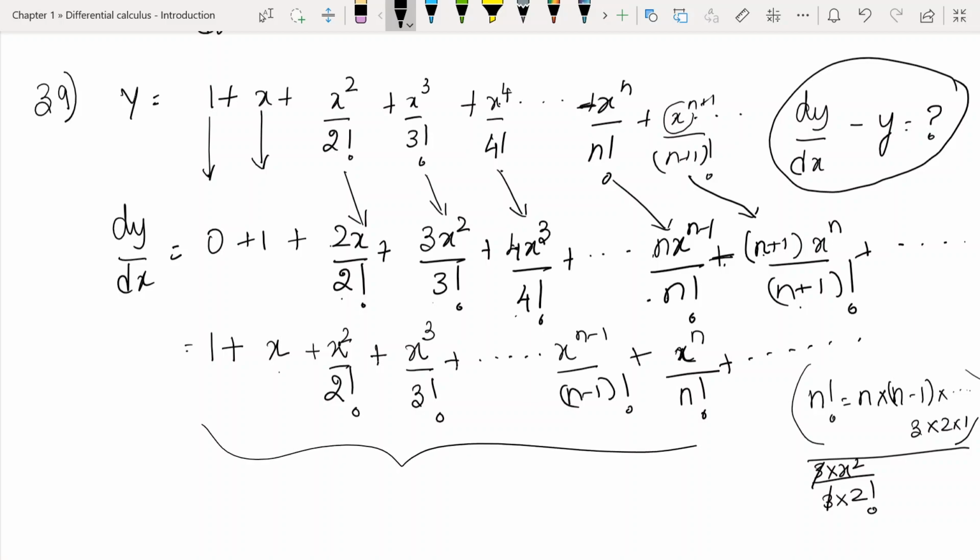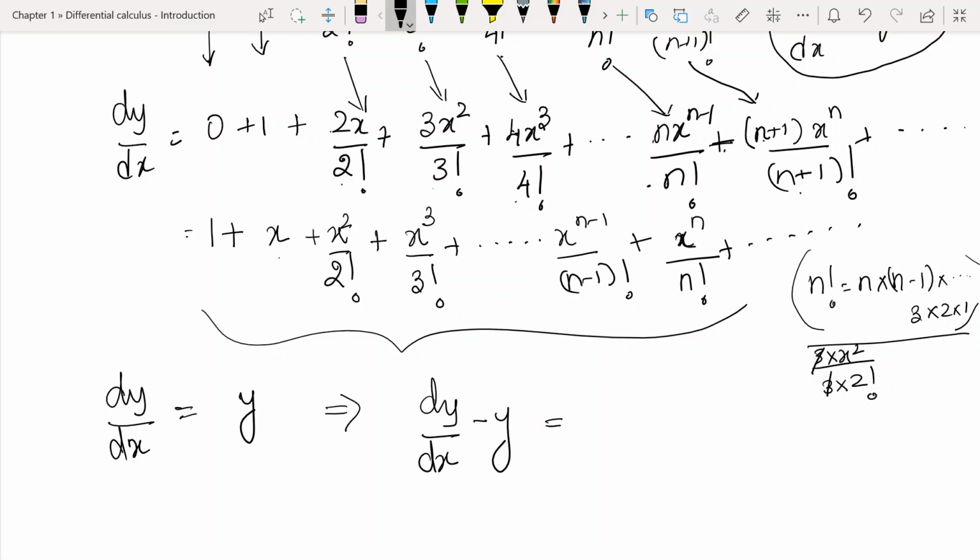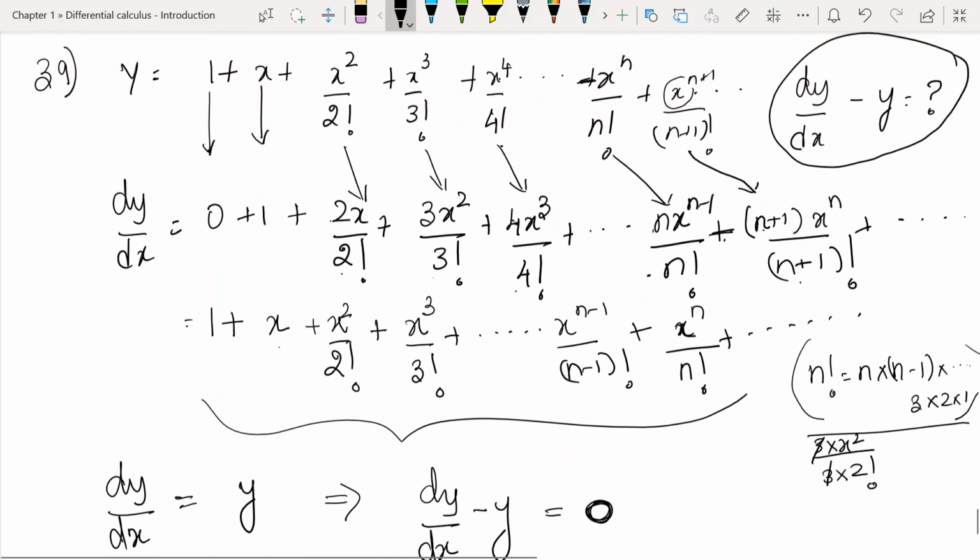Now look at what we got. Same thing as the original question, right? That is why dy by dx is equal to y. So now we have dy by dx minus y, we take this to the other side, so this is equal to 0. Now do you understand the significance of why we need this dot dot dot?